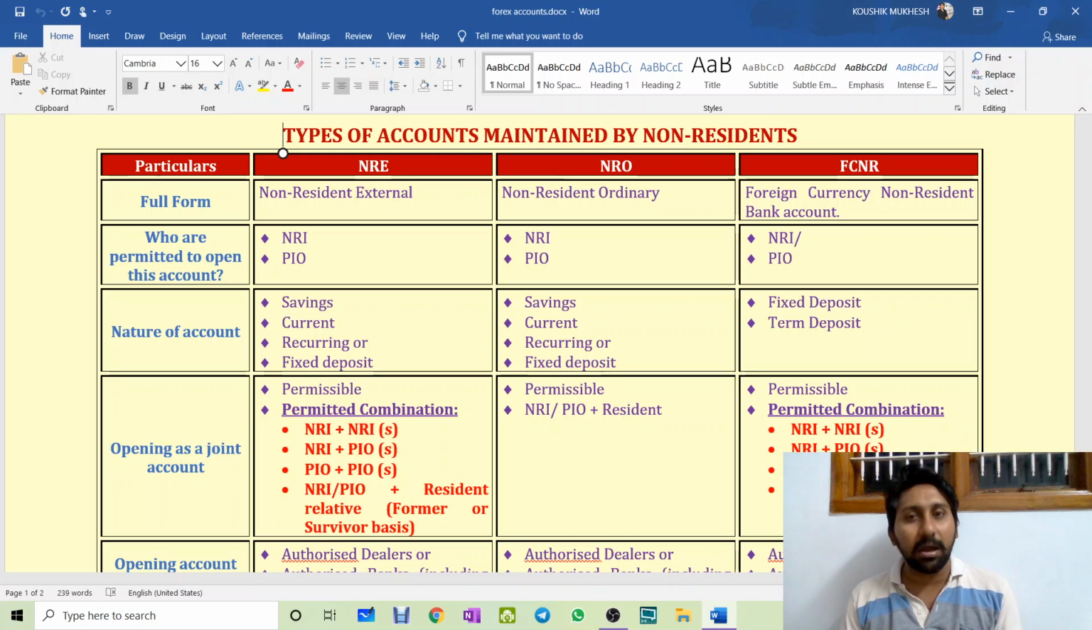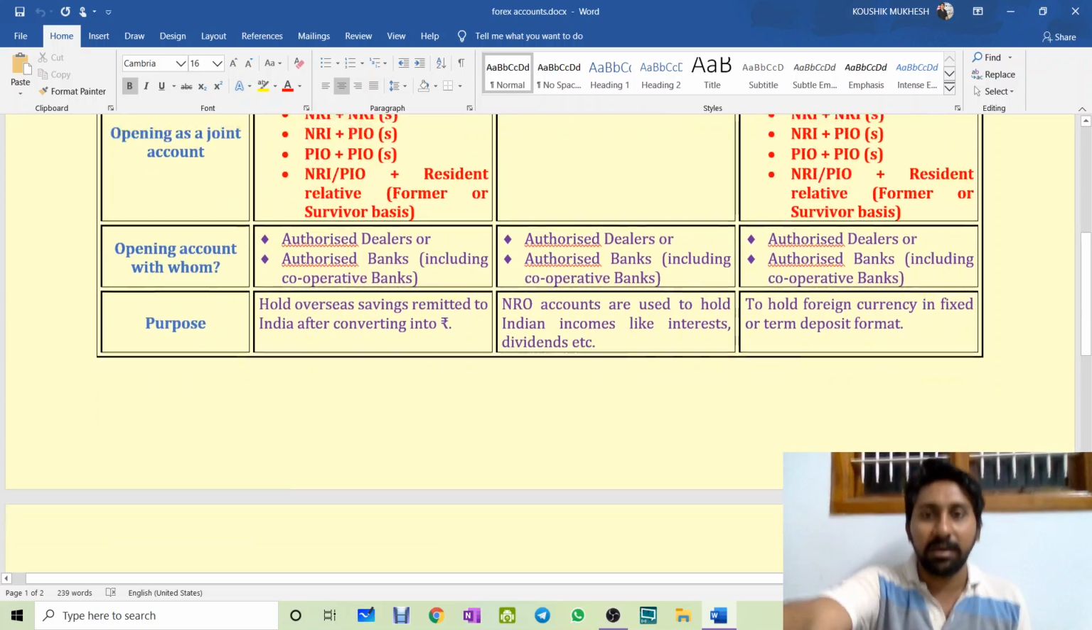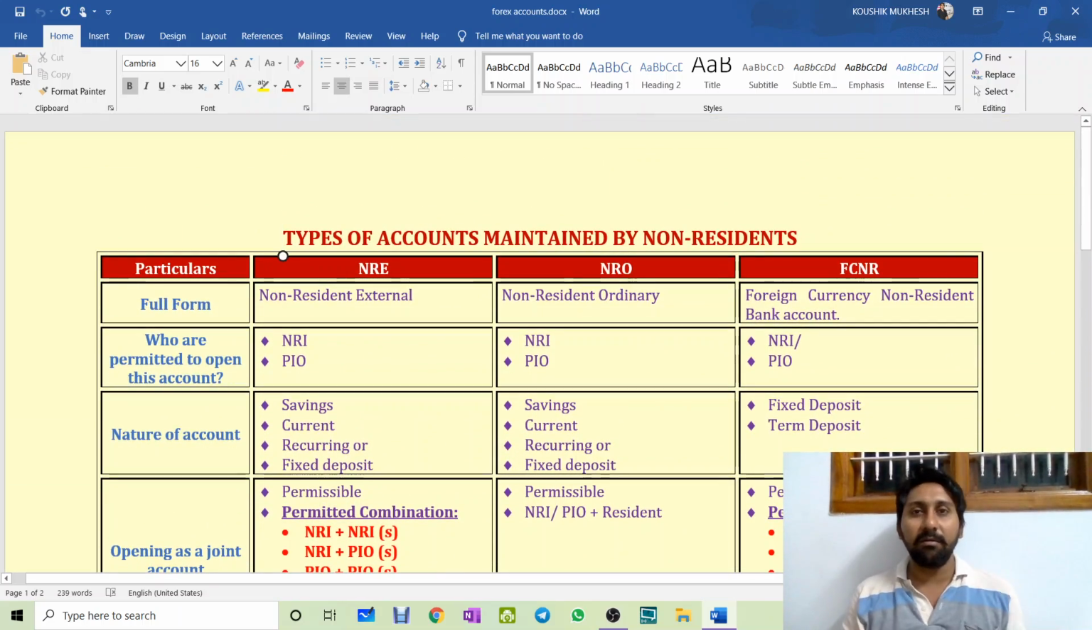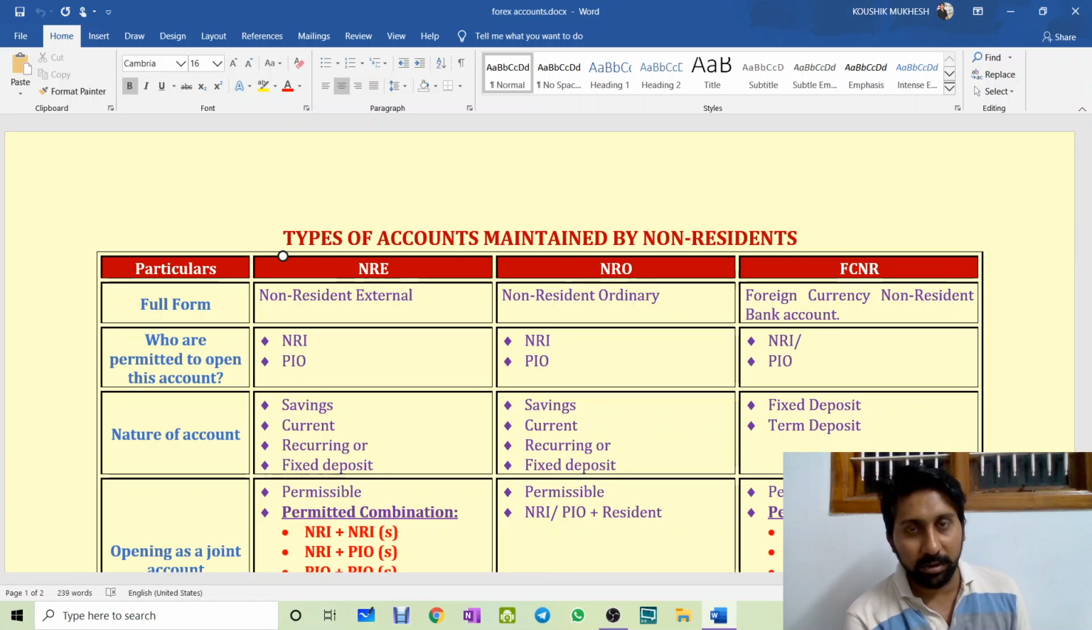What are the three accounts that are possible under FEMA? NRE, NRO, FCNR account. I don't want to discuss everything and waste your precious time, but I just want to convey 2-3 points. After that, this will be available. You can pause the video and check. I have foreign exchange earnings. I went to the USA. I earned a lot in the USA, in lakhs and crores, in dollars. I became one of the billionaires in the USA. I want to bring the entire money to India and invest in India.